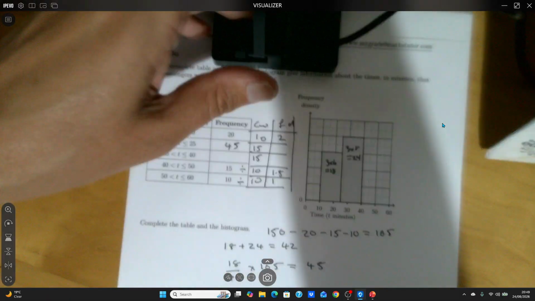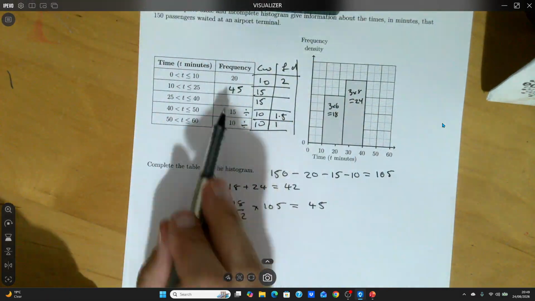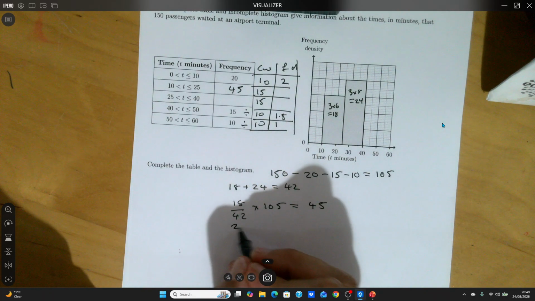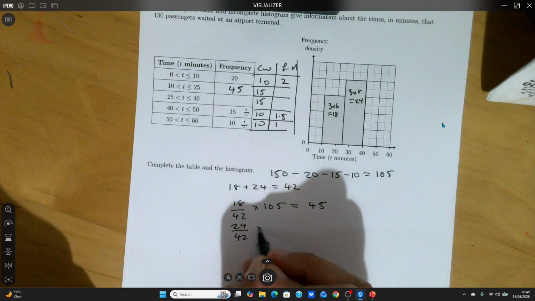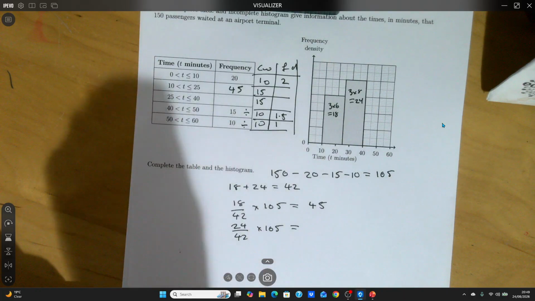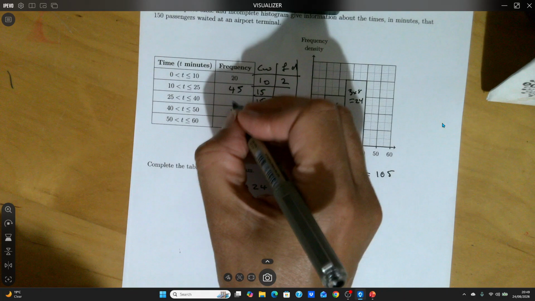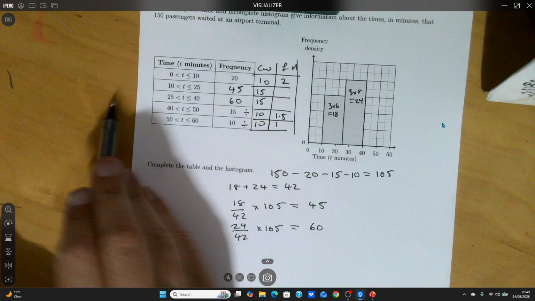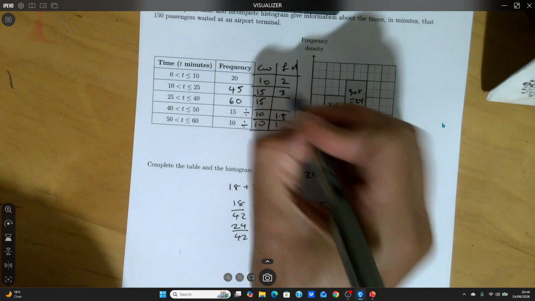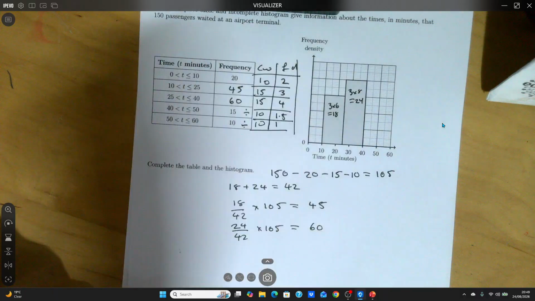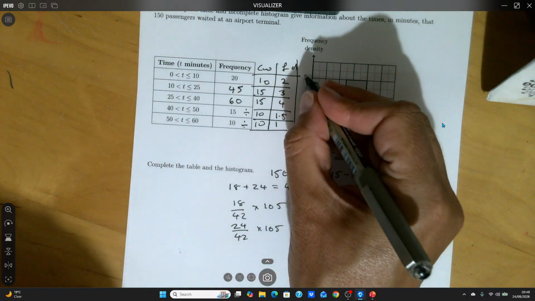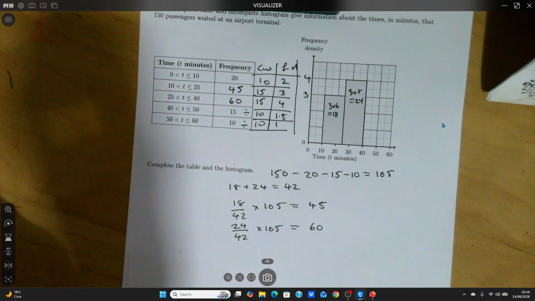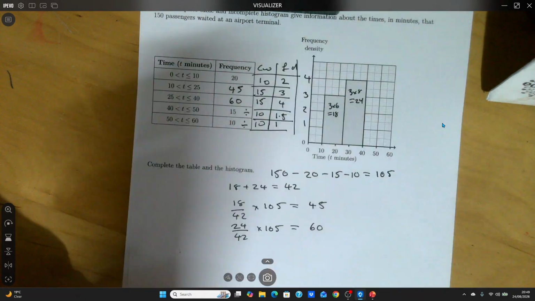What fraction of the people are in here? Oh, this is 24 over 42 times by 105, which gives me 60. Work out my frequency density. 45 divided by 15 gives me 3. 60 divided by 15 gives me 4. So that is 3. That is 4. That is 2. That is 1.